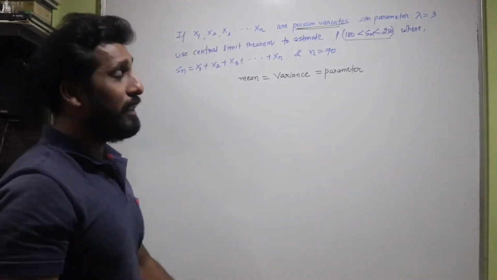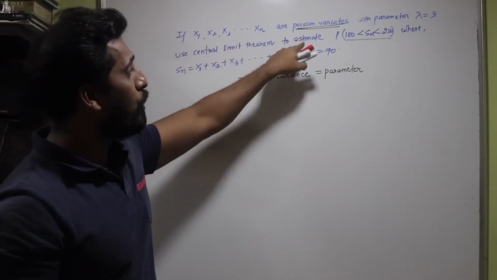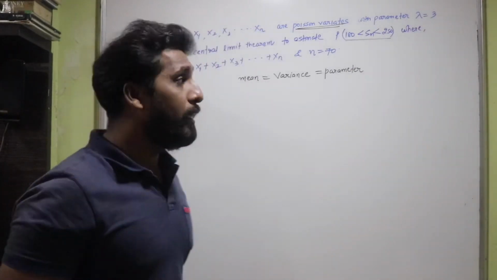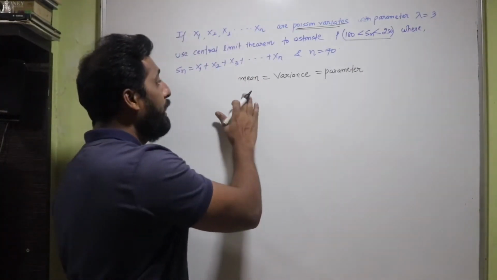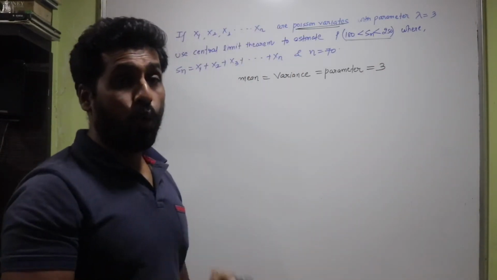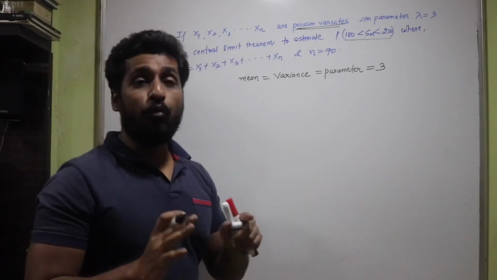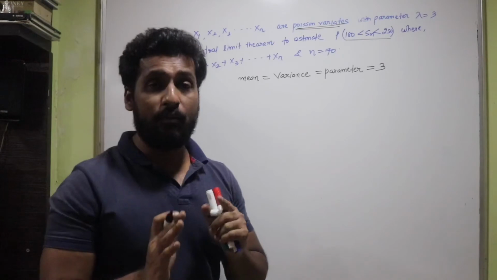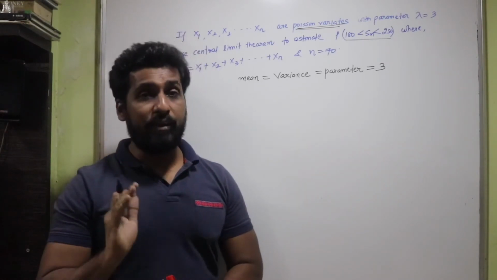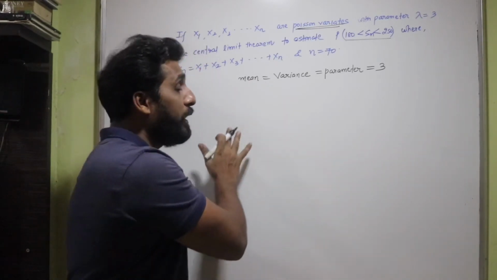So in our question, it is told to us that the x1, x2, x3 and so on are Poisson's variates with what parameter? Parameter is given to us as lambda equal to 3. That means for the given variates, the mean and the variance, both of them are 3. So mean and variance is now known to me for the given variates. Further, he's telling me to use the central limit theorem. Now we know what the central limit theorem is, isn't it? We have seen the two definitions. We know the Lyapunov form, we know the Lindeberg-Levy theorem, isn't it? So we are going to make use of the Lindeberg-Levy theorem for this particular question.